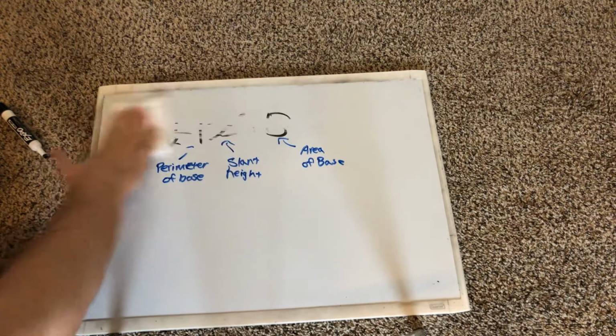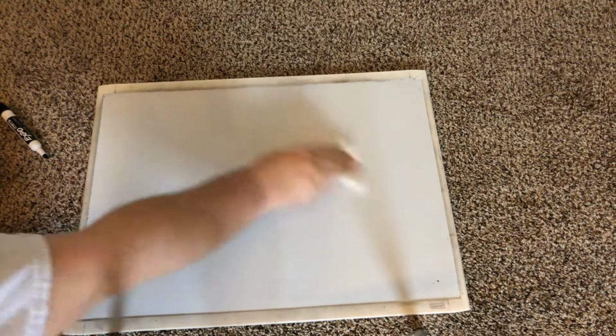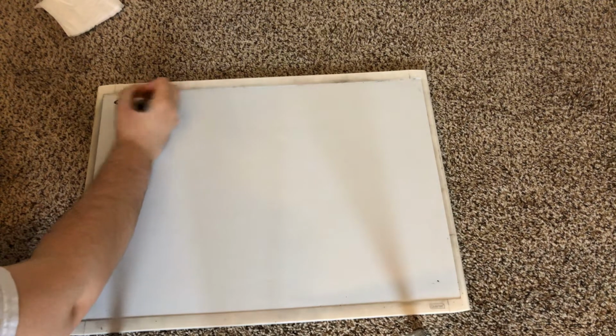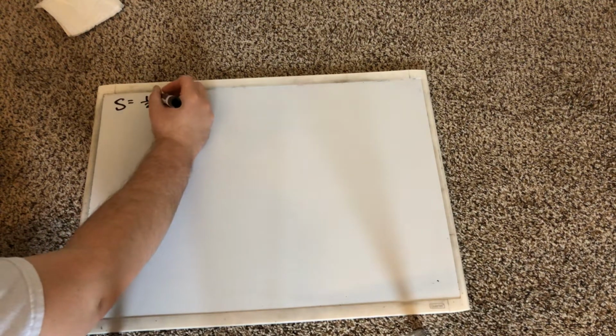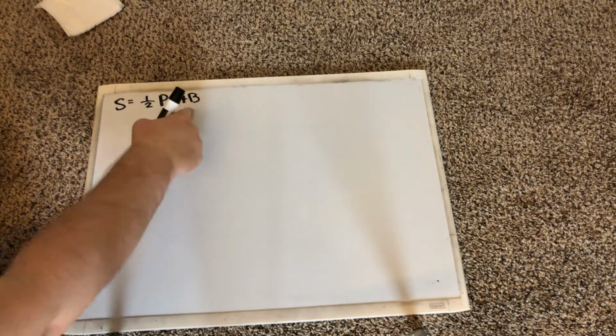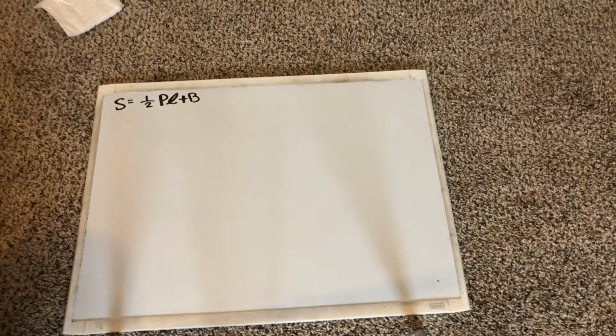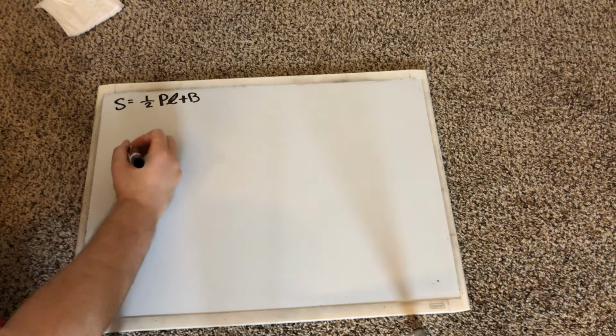And I have to try drawing now. Again, I'm just going to put the formula for this up at the top. 1/2 PL plus B. And why it's not 2B like the prisms, because there's only one base in a pyramid. Alright, so let's see if I can draw.